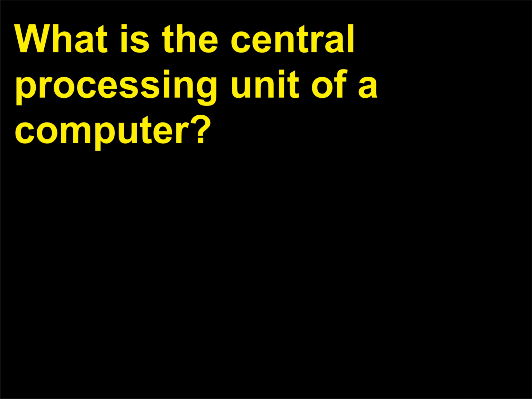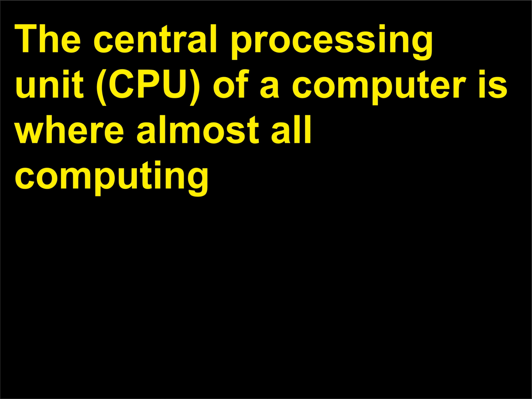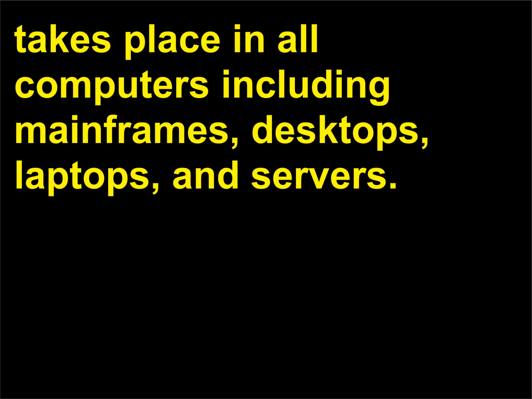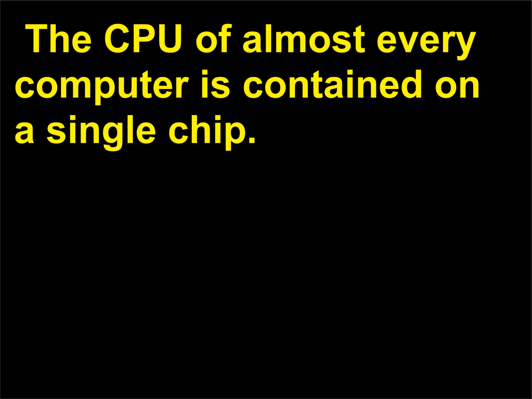What is the central processing unit of a computer? The central processing unit, CPU, of a computer is where almost all computing takes place in all computers, including mainframes, desktops, laptops, and servers. The CPU of almost every computer is contained on a single chip.